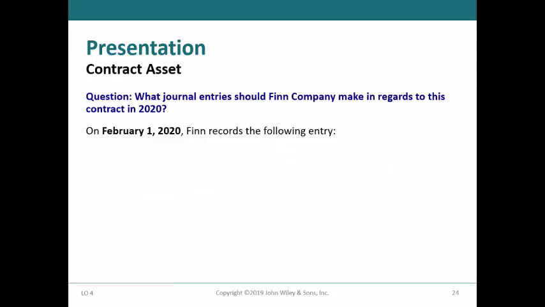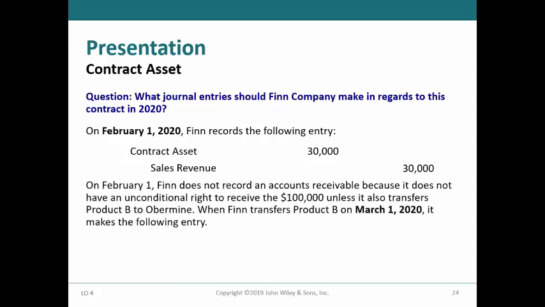On February 1st, 2020, when product A is delivered, Finn records the transaction by debiting contract asset, a conditional asset, for $30,000 and crediting sales revenue for the same amount. On March 1st, 2020, when product B is delivered, Finn has an unconditional right of payment and debits accounts receivable for $100,000 and credits contract asset for $30,000 and sales revenue for $70,000.